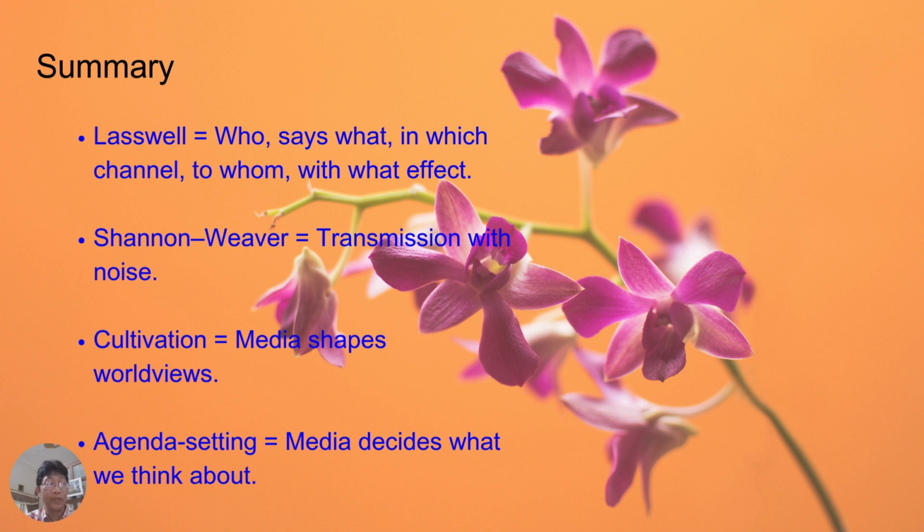So, to recap, Lasswell's model gives us a simple way to ask who says what, through which channel, to whom, and with what effect. Meanwhile, the Shannon Weaver model adds the idea of encoding, decoding, and one of the most important things, the noise. The cultivation theory shows us how long term media exposure shapes our worldview. And last but not least, the agenda setting theory explains how media directs our attention to certain issues. Together, these models and theories give us a toolkit to analyze how communication works and how media influences us.